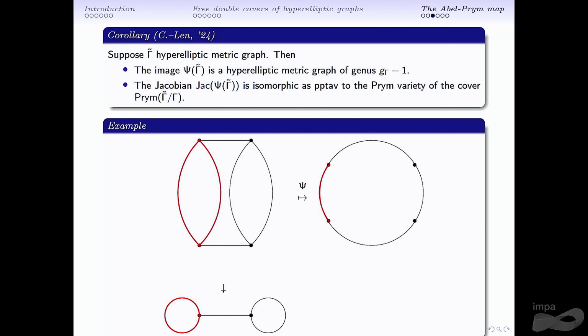And this is an example of what happens. So we have a double cover of a dumbbell graph. The loop will have these two copies. And the Abel-Prym map identifies these two copies, and you can think of this as the same length as this. And the two preimages of the bridge get stretched by a factor of 2. So you can check that on the vertices, the map is a harmonic morphism of degree 2. And you can also check that the Jacobian is isomorphic to the Prym.